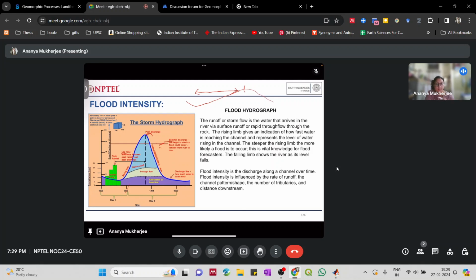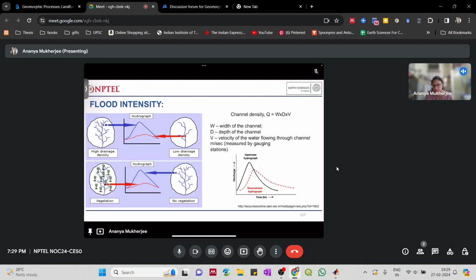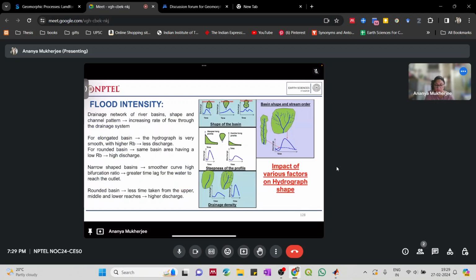So flood intensity is actually the discharge along the channel over time, and it is influenced by the rate of runoff that is happening, the channel pattern, shape, and the number of tributaries and distance downstream. So this helps us in understanding how high drainage density and lower drainage density can affect it, and otherwise also how vegetated and non-vegetated areas can help. So flood intensity, we see, varies with the basin shape and stream order.